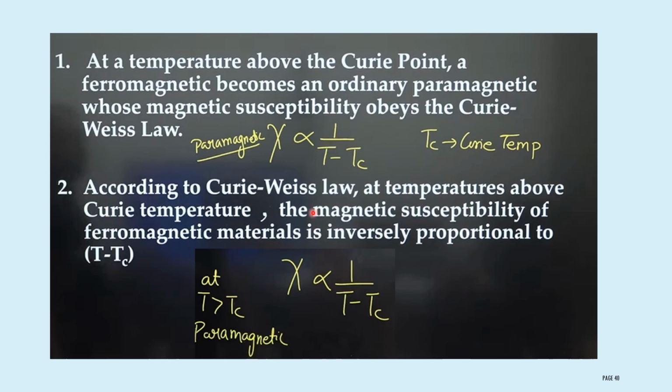According to Curie-Weiss law, at temperature above the Curie temperature, the magnetic susceptibility of ferromagnetic material is inversely proportional to T minus Tc. Already I explained magnetic susceptibility is inversely proportional to T minus Tc. Here you have to remember, above the Curie temperature, if you raise the temperature, ferromagnetic material will become paramagnetic material.